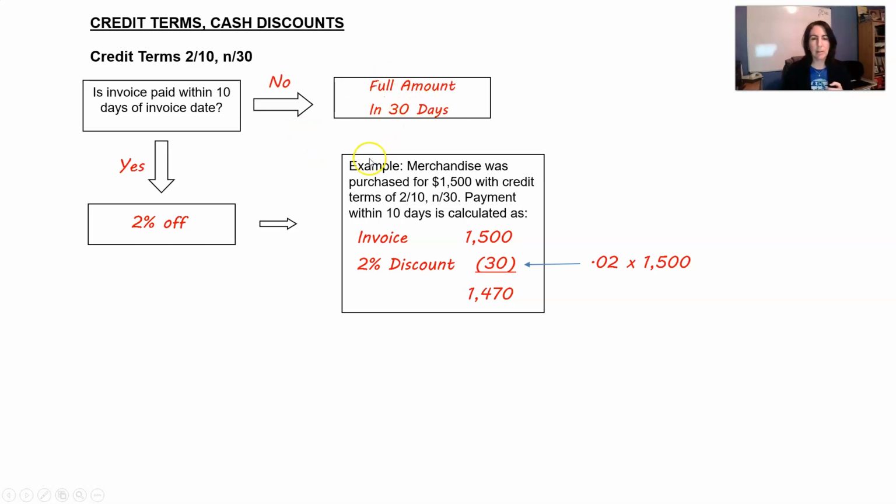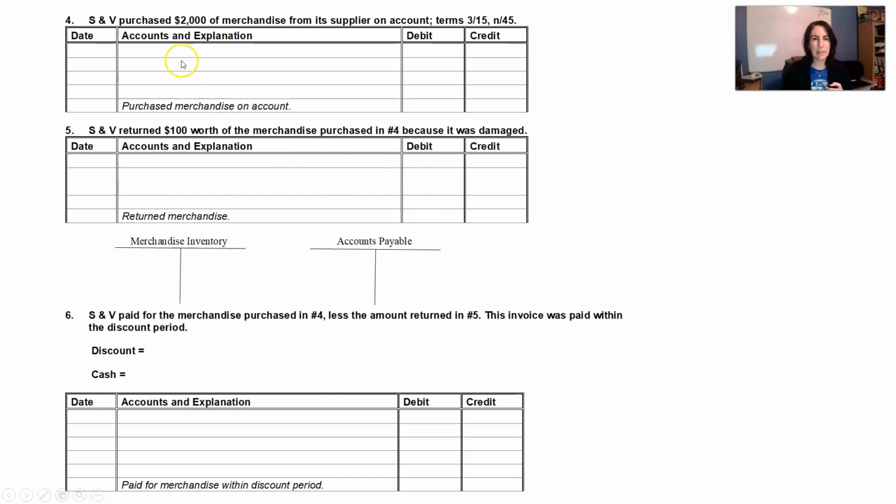Okay. All right, so let's get to some examples of that. SMB purchased $2,000 of merchandise from its supplier on account, terms 3/15 net 45. Well, we're buying stuff now, right? When we're making the purchase, we're buying $2,000 worth of merchandise that we're going to turn around and sell in our store. When we're buying it, we have these terms, but we're not paying yet. We don't know if we're going to pay within 15 days, so we don't know if we're going to take a 3% discount.